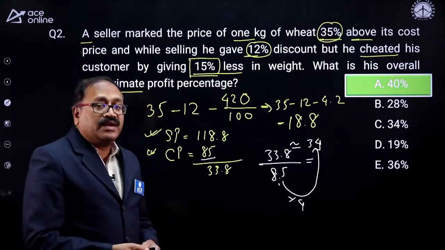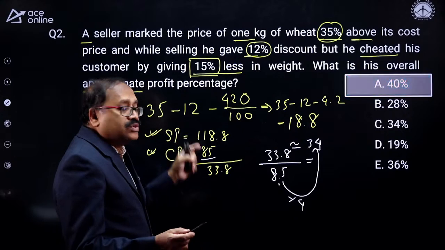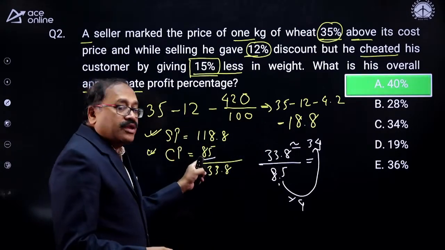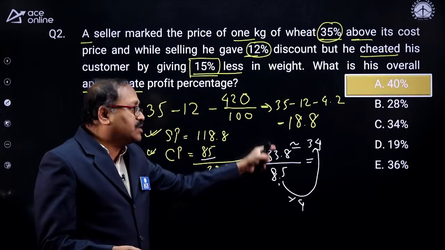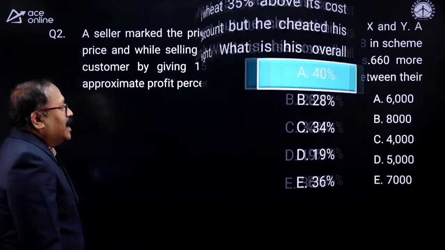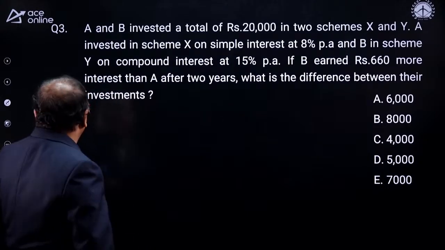See how easily we can do it. The only thing you need to calculate is, when the markup is 35% and the discount is 12%, what is the profit? And we know for 100 you are giving only 85. So this is your cost price, this is your selling price. You can find out the profit percentage. Next question for you.